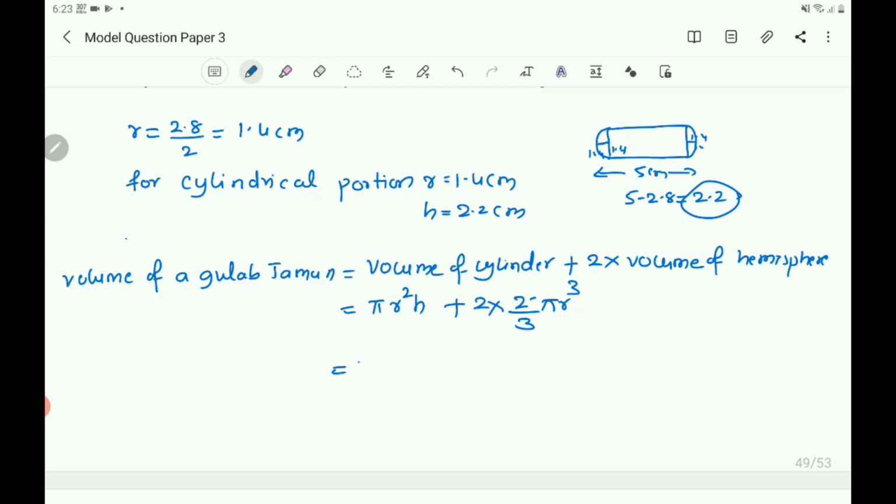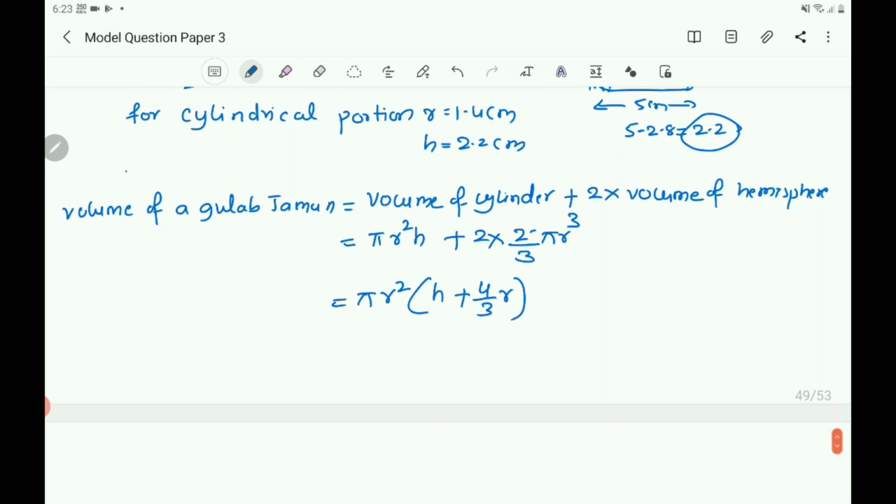Then you take pi outside and r square outside. Then in the bracket you are going to get h here. 2 2s are 4, 4 by 3 r. Here pi is outside, r square is also outside. In the bracket you will get h plus 4 by 3 r. Then pi value is 22 by 7, r is 1.4 into 1.4, h is 2.2 plus 4 by 3 into 1.4.